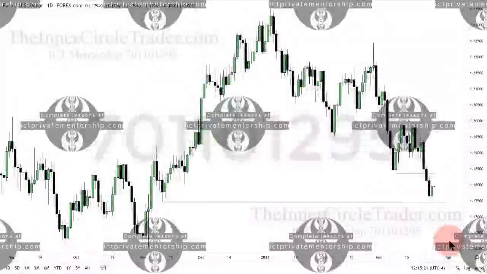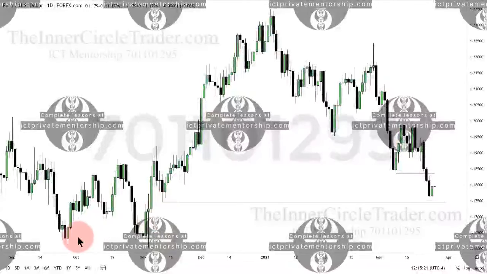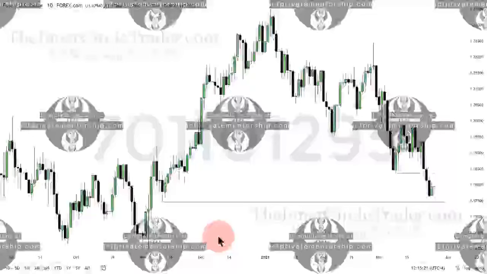Euro dollar. We went below the low here. So far, we haven't taken the sell side liquidity below this low yet. And there is sell side liquidity resting below these lows, as I mentioned before. I think that's the draw on liquidity on an intermediate term basis.